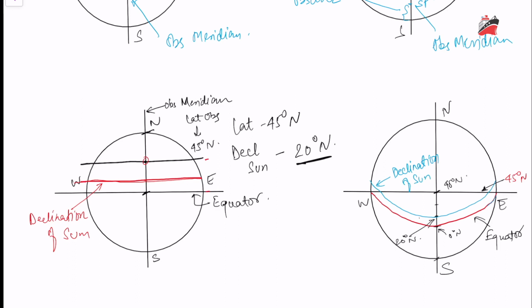I hope this much is clear. So what happens is, the sun rises from this point over here, from the east. It will travel on this line, it will pass the observer's meridian over here, this is the observer's meridian. It will pass here, and then again it will proceed on this line and set here in the west.